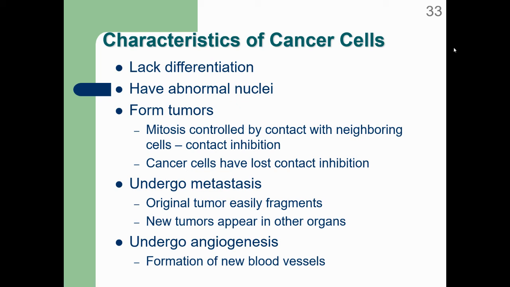They tend to have very abnormal nuclei. They might have lots of nuclei in one cell, or misshapen nuclei. They form tumors, which are masses of uncontrolled replicating cells.